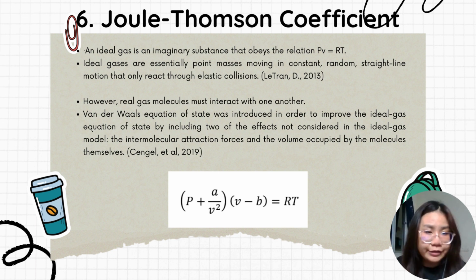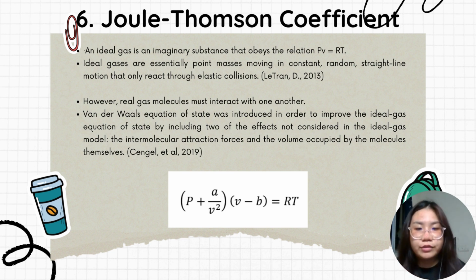So what is an ideal gas? An ideal gas is an imaginary substance that obeys the relation PV equals RT. Ideal gases are essentially point masses moving in constant, random, straight-line motion and only react through elastic collisions. However, real gas molecules must interact with one another. The Van der Waals equation of state was introduced to improve the ideal gas equation of state by including two factors that are not considered in the ideal gas model. The first one is the intermolecular attraction force, and the second one is the volume occupied by the molecules themselves.